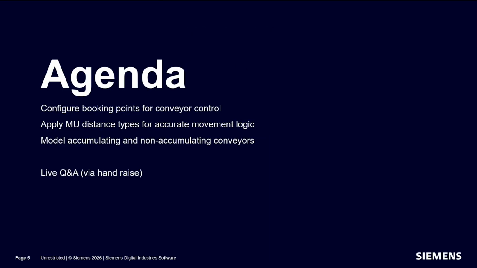So the big steps for today's agenda: he's going to show you how to configure booking points for conveyor control, to apply MU distance types for accurate movement logic, and then model accumulating and non-accumulating conveyors. So we'll go through those things. He'll go through those live, and then, as I said, we'll do a Q&A. Definitely feel free to raise your hand to ask any questions that you may have.